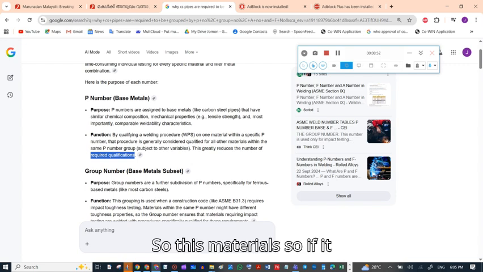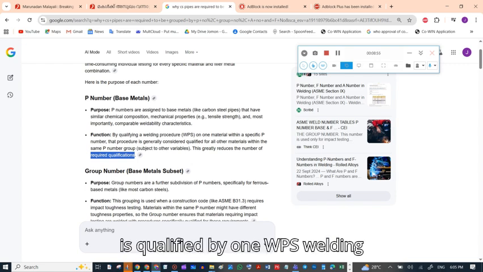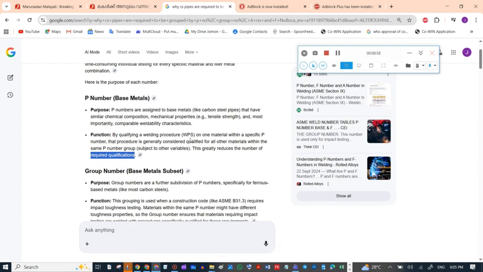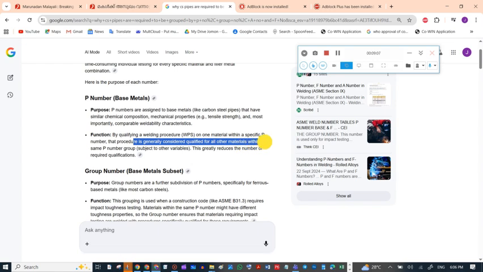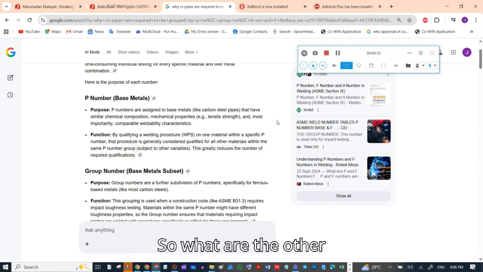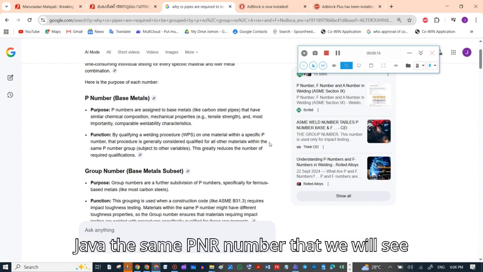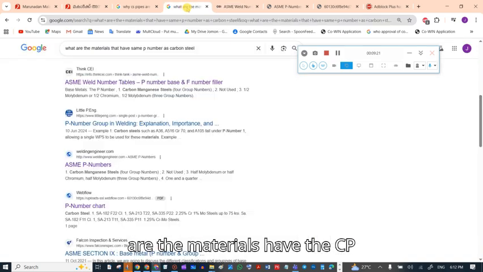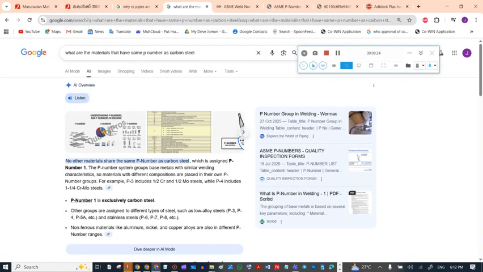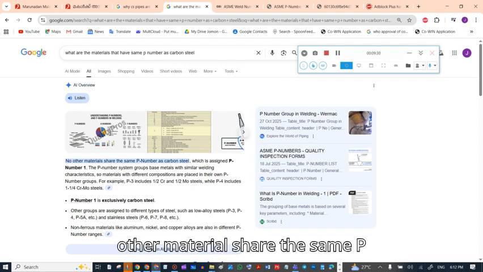So if these materials are qualified by one WPS, welding procedure, then that procedure is generally considered qualified for all other materials within that same P number group. So what are the other base metals which have the same P number, that we will see now? What are the materials that have the same P number as carbon steel? It is P number 1. No other material shares the same P number as carbon steel.